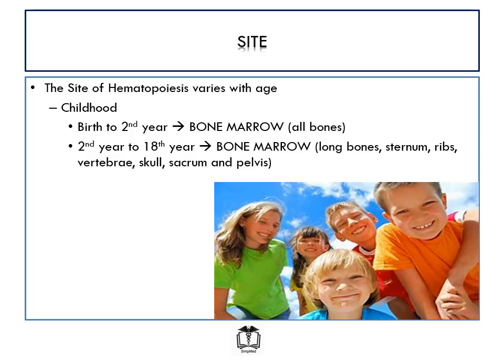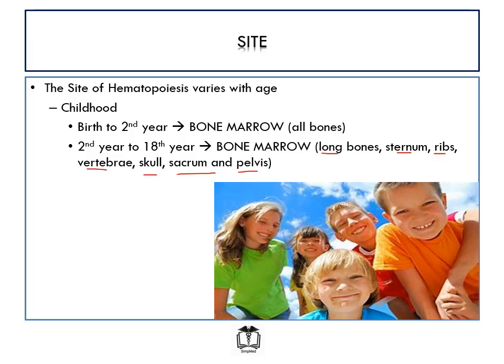Whereas from the second year of life all the way down to the 18th year, which is adulthood, the bone marrow of the long bones, of the sternum, of the ribs, the vertebrae, skull, the sacrum, and the pelvis are the particular bones involved in the process of hematopoiesis.